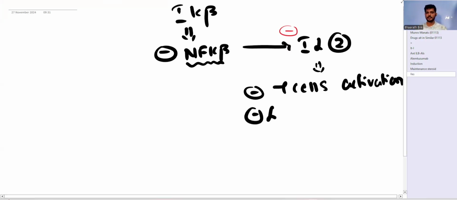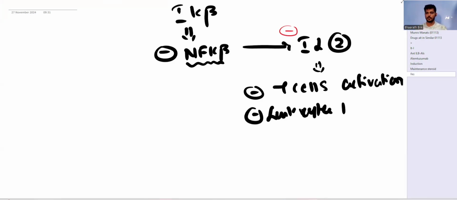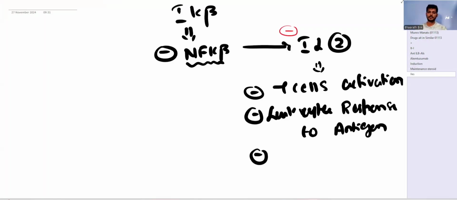It also inhibits the leukocyte response to an antigen, right? There's a foreign antigen present, and this will inhibit the leukocyte response to this antigen, and it inhibits other inflammatory cytokines like tumor necrosis factor alpha and interleukin 1.